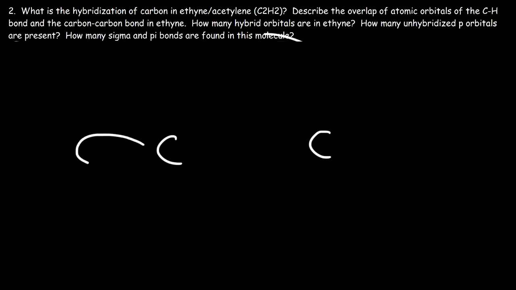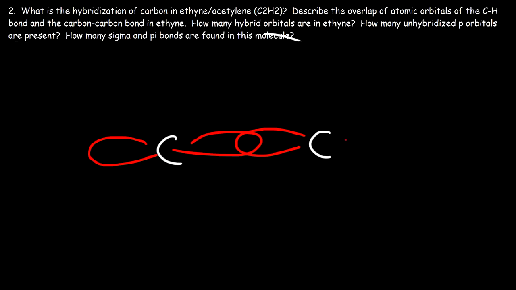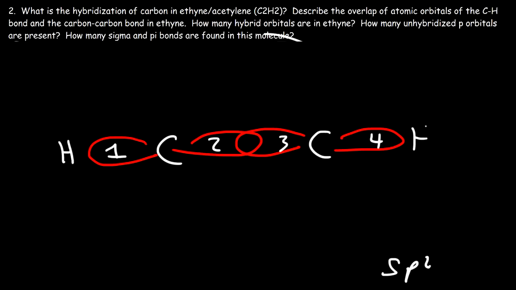So here's the first hybrid orbital of carbon, and here's the second one. And then for the other carbon, here's the other hybrid orbital, and here it is for the second one. So we have a total of 4 hybrid sp2 orbitals. And then we have the two hydrogen atoms with their s orbitals.